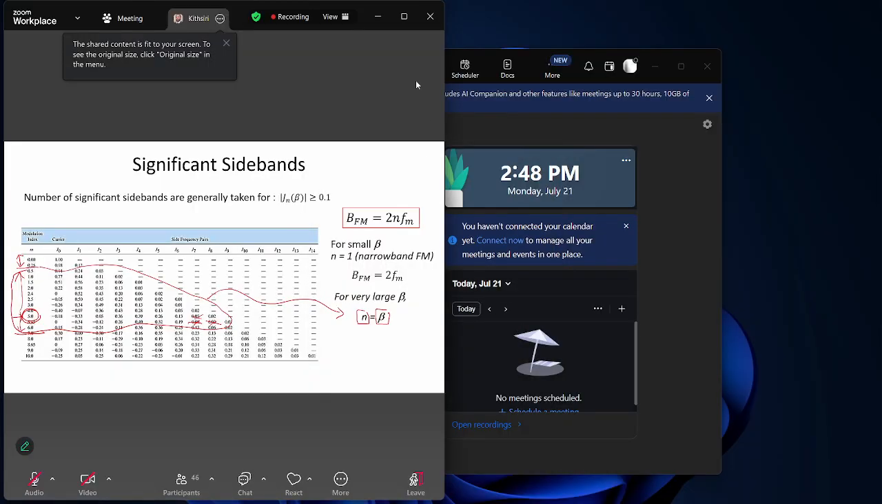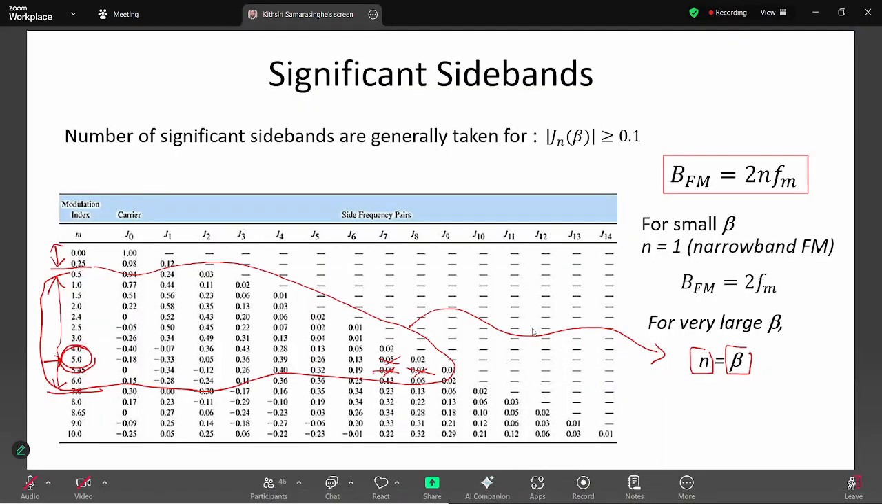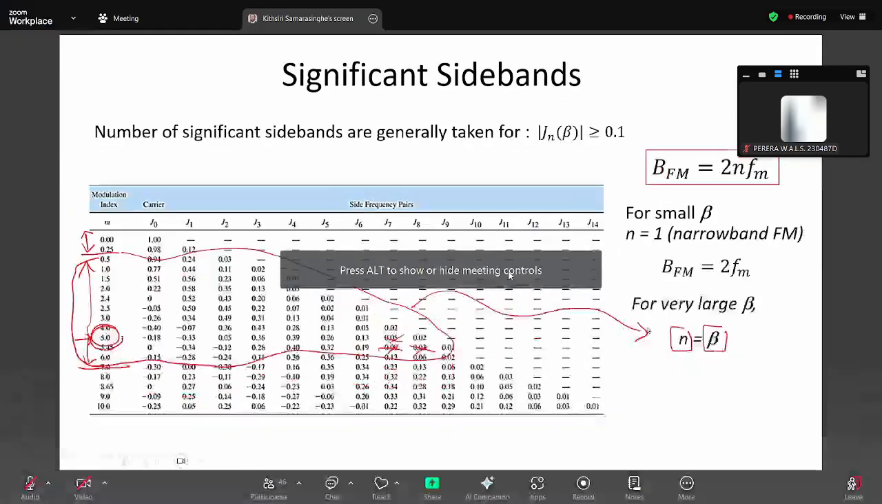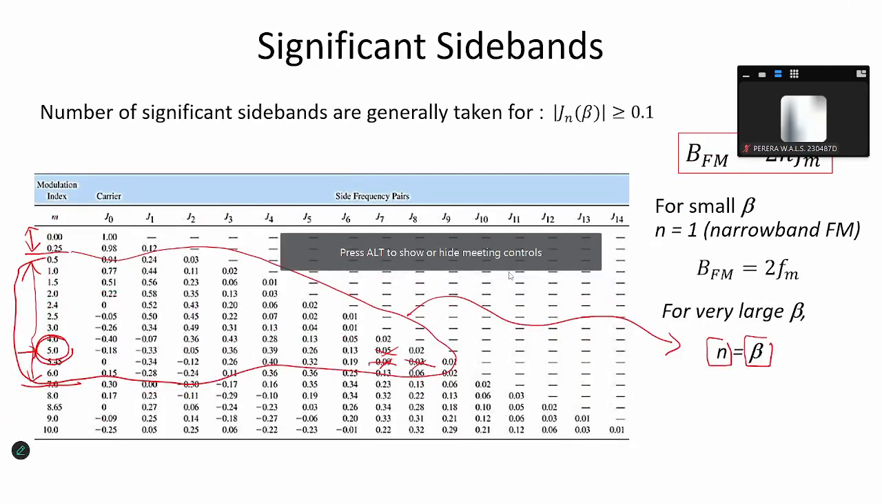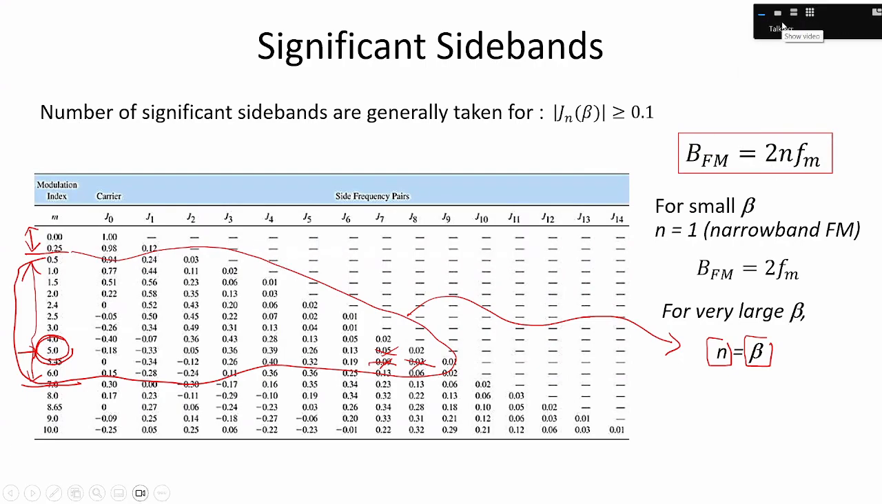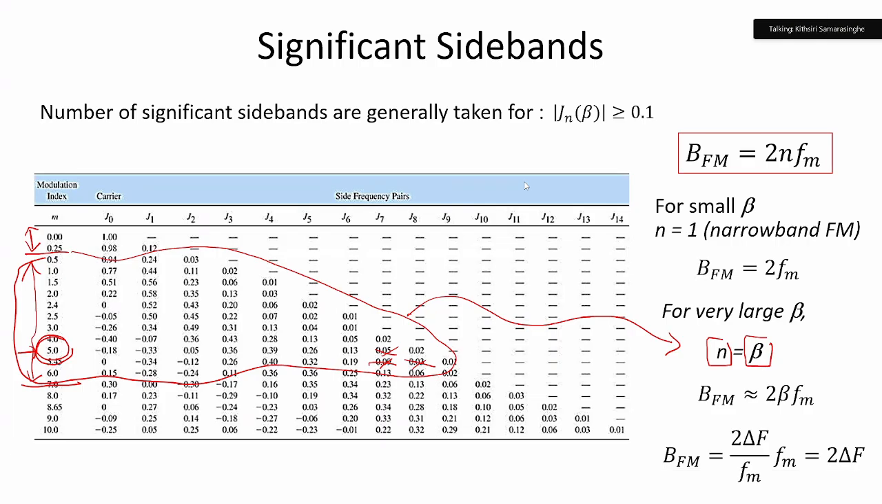The number of significant side frequency pairs is the same as beta. One pair of side frequencies occupies 2FM bandwidth. So if n pairs of side frequencies are there, it will occupy 2n times FM bandwidth, 2n FM. So beta is delta F upon FM. If you substitute for beta, it will be approximately 2 delta F.